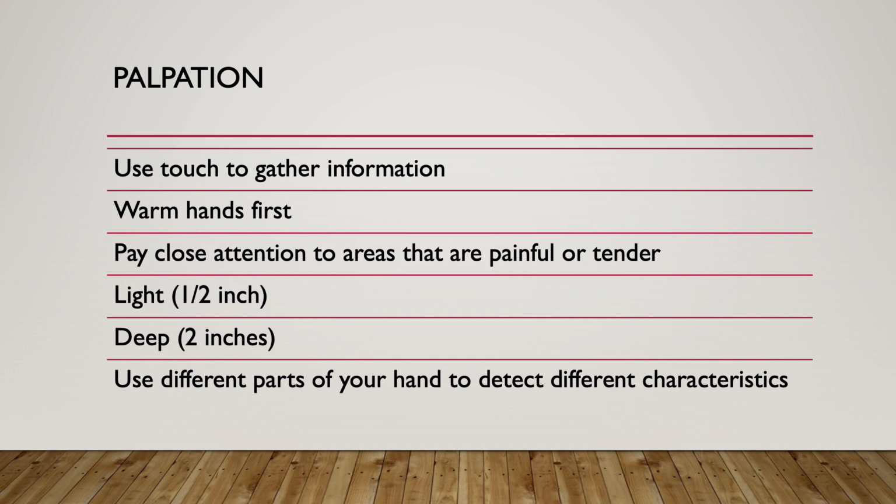You may also sometimes, when you're performing palpation, use a bimanual approach. And this means you relax one hand on the skin and the other hand helps to apply pressure to the sensing hand. And we're going to go over this during the abdominal assessment.